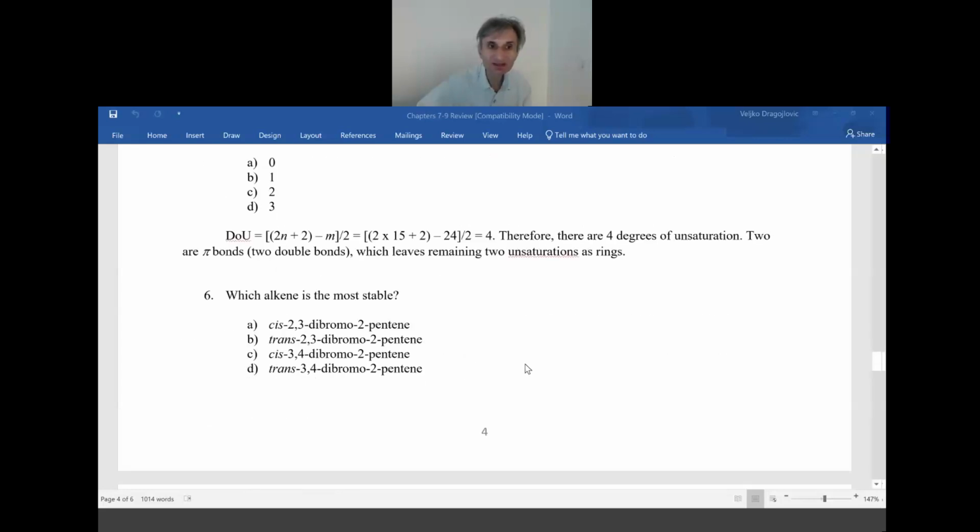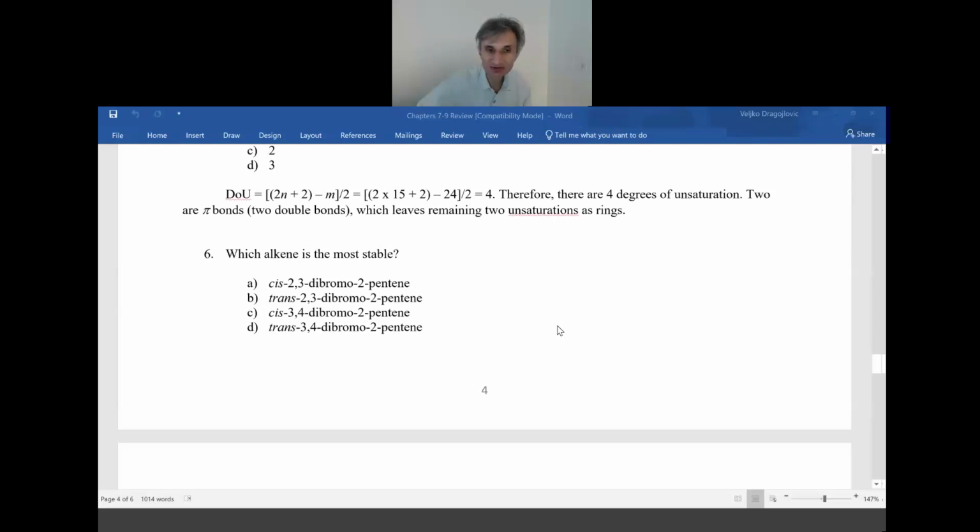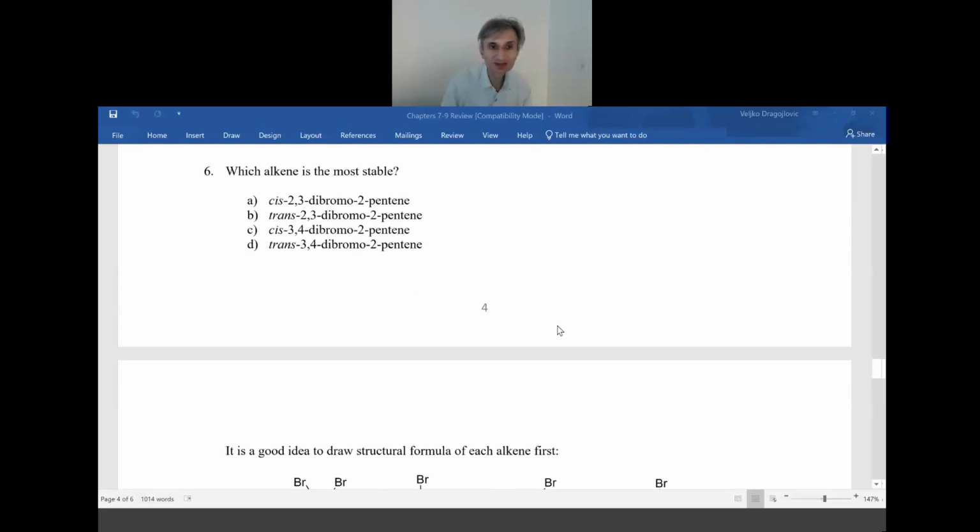Question number 6. Which alkene is the most stable? You have cis-2,3-dibromo-2-pentene, trans, and so on. Again, draw them. Don't try to pick them from the formula. The only time you would pick them from the formula is if you're running out of time. Make sure you answer every question. There is no penalty for guessing. So if you have 30 seconds left, go through, make sure you answered every question, and just guess.